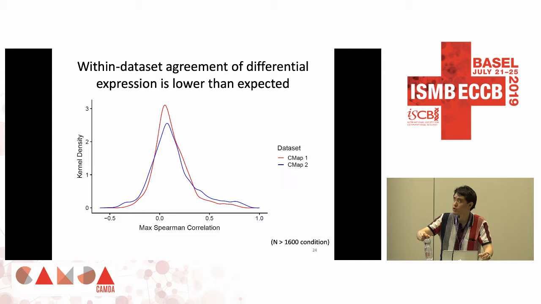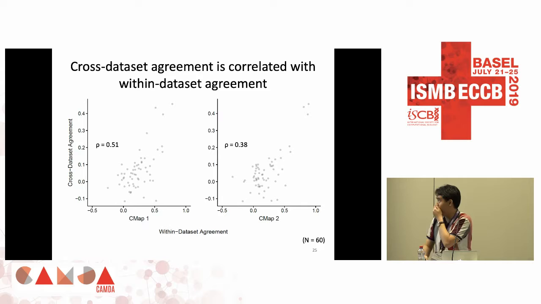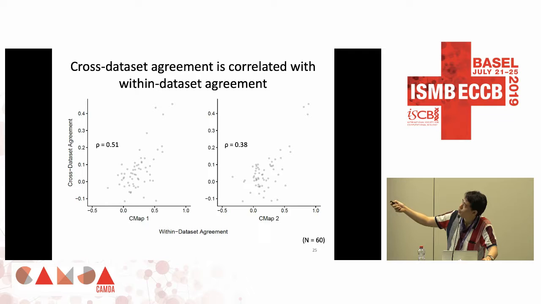So one natural question that can come up here now is, you've seen between data set agreement, you've seen within data set agreement, is there a relationship between the two? Short answer, yes. So on the x-axis, we are looking at within data set agreement. This one's for CMAP 1, this is for CMAP 2, and this is cross data set agreement, so we're comparing CMAP 1 versus CMAP 2. Once again, we can see there is some level of relationship between the two. And the rho values up here are the Spearman correlations.